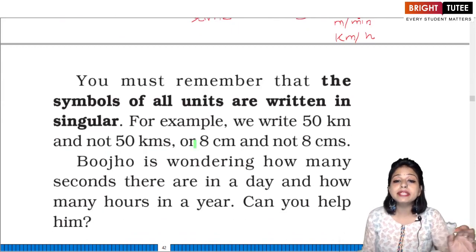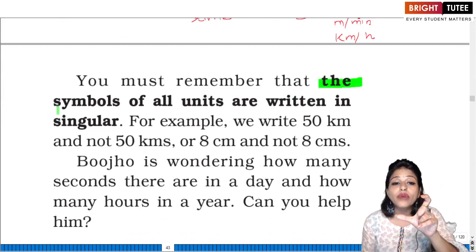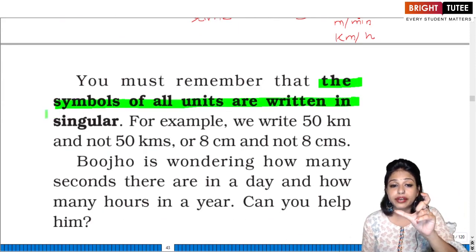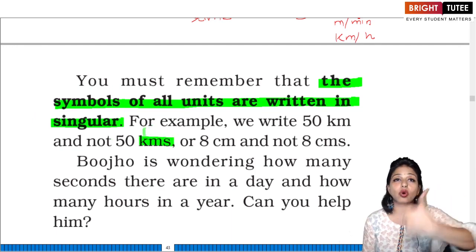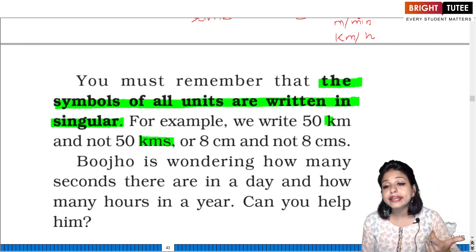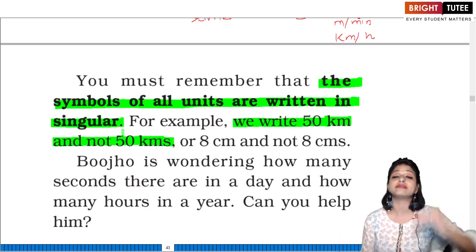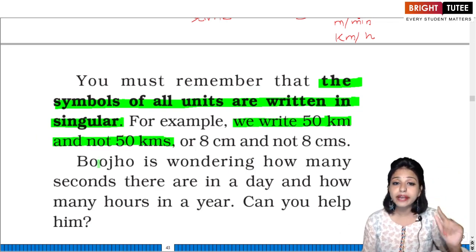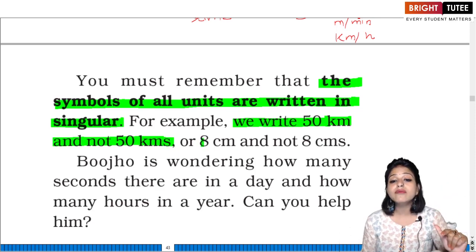Now you must remember the symbol of all units is written in singular. This is a very crucial point. You never write kilometers as KMS. It is not something that will go as a plural word. You write it as kilometer. So what we write is 50, which is itself telling me it is more than 1, more than singular, but your unit will not change to kilometers. Same with 8 centimeter, not 8 centimeters.